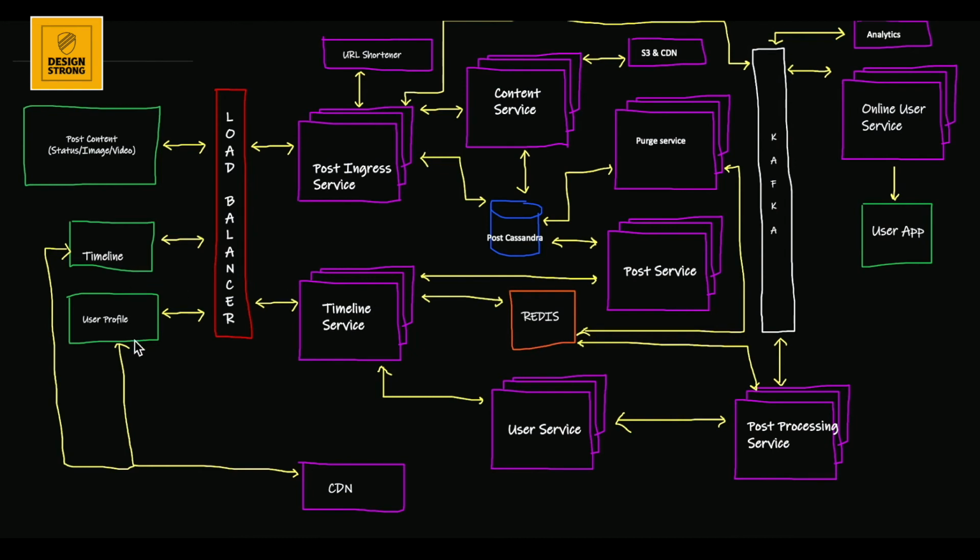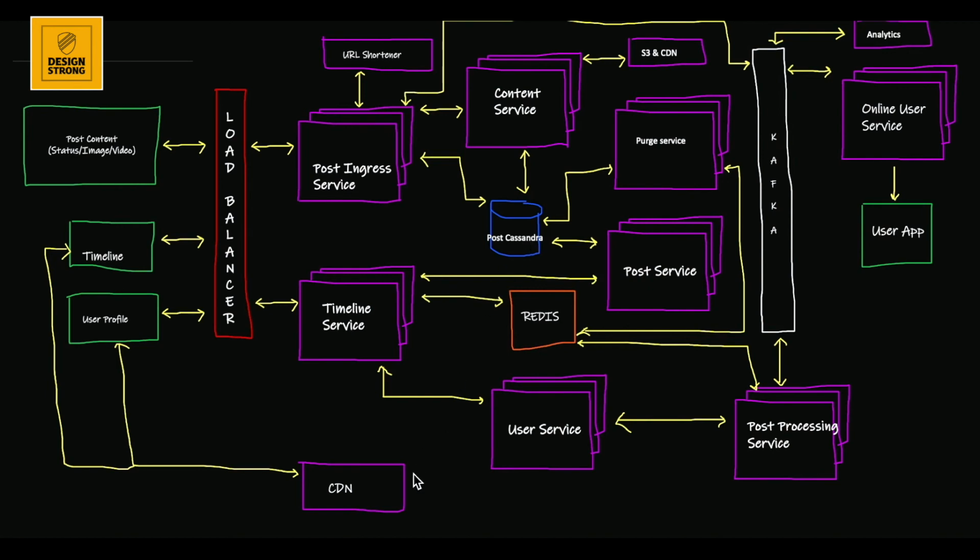For getting timeline and user profile, these two operations will be dependent on the content delivery network. So this content delivery network is again part of this content service. I have created it here so that it is easy to understand in terms of the diagram, and these operations will be handled by the timeline service. The timeline service will be connected to the user service, and it will also be connected to Redis so that the timeline can be served. And this timeline service will also be connected to the post service, which is connected to post Cassandra.